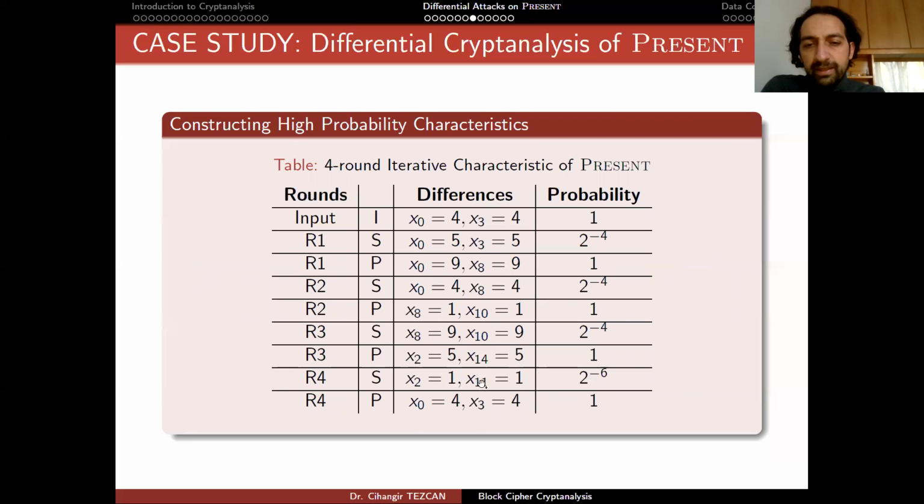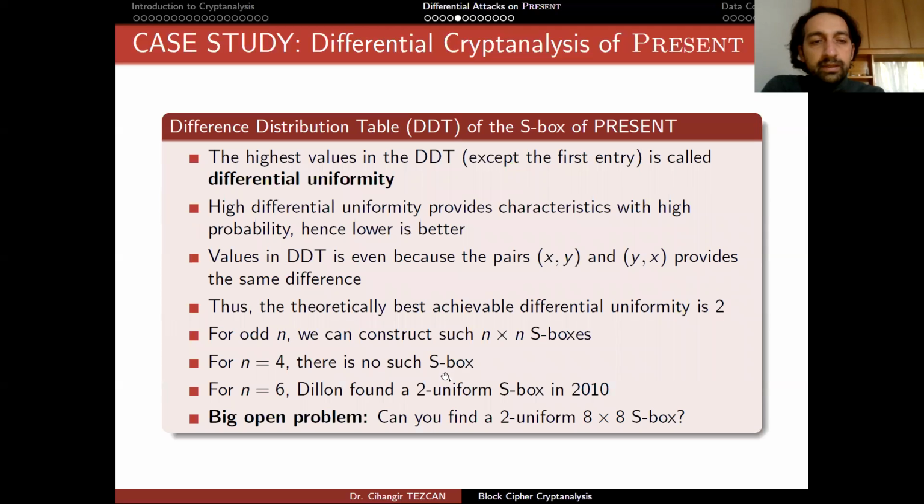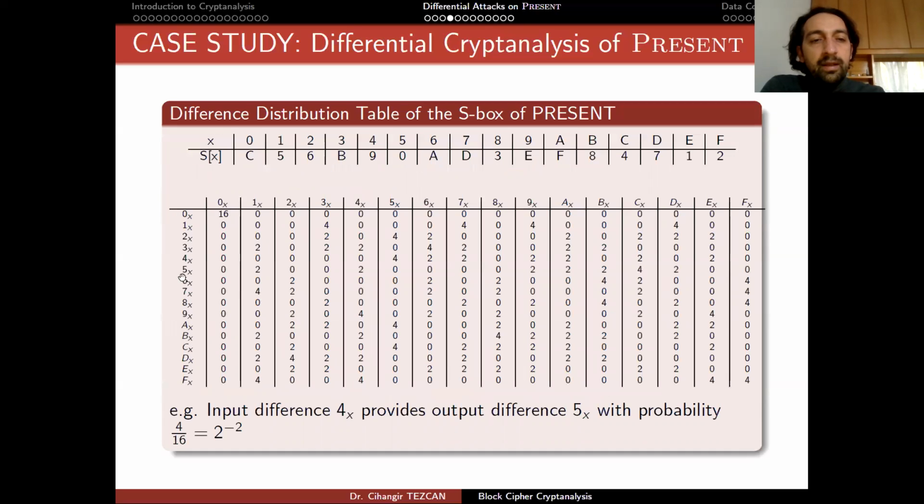They should be the same, okay? Because this is the S-box layer. So let's look at what happens when the input difference is 5 and output difference is 1. Let's go back to the DDT table. When input difference is 5, output difference 1 is observed 2 out of 16 times. So this is probability 1 over 8.